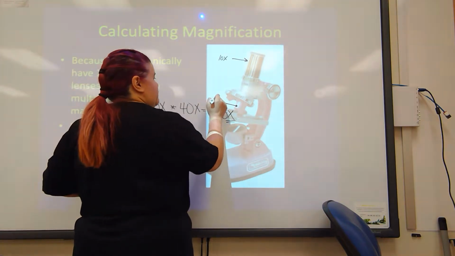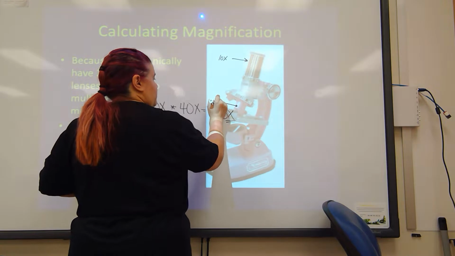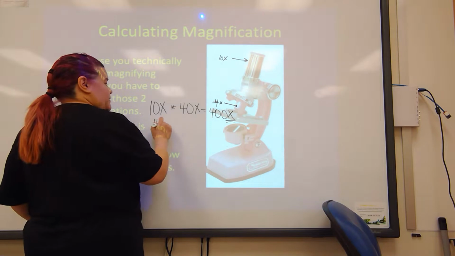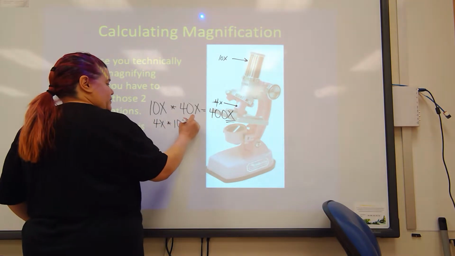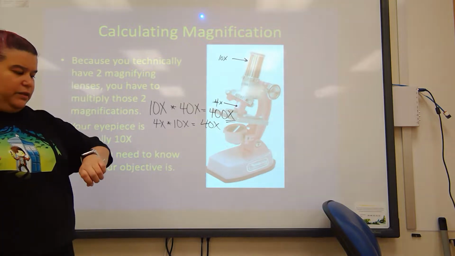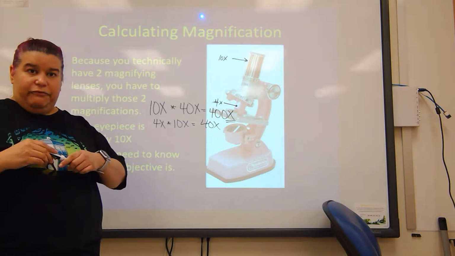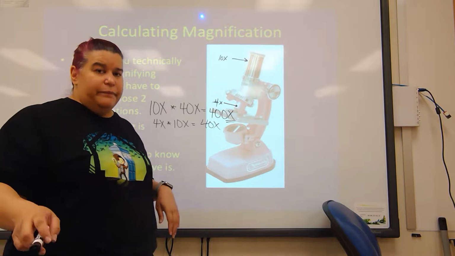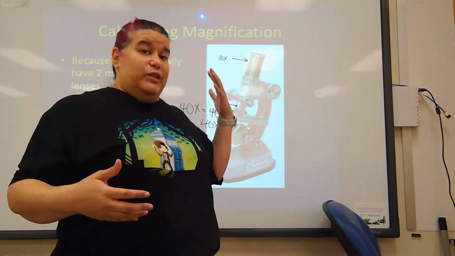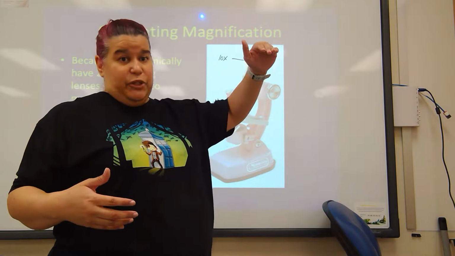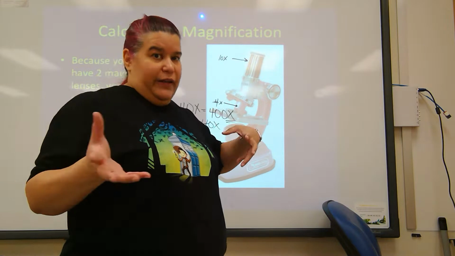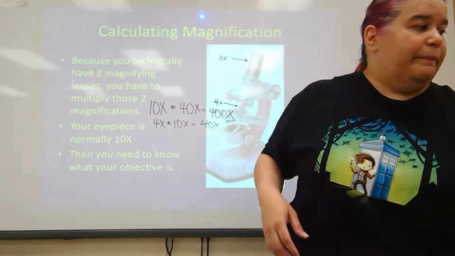Let's say that this is 4x and 10x objective. So 4x times 10x equals 40. So it would be 40 times greater. Okay, it would be 40 times what you can see with your natural eye. And when you're calculating magnification, literally all you have to do is multiply whatever the magnification of the objective is times the magnification of your ocular, and you get the final result, the final magnification.